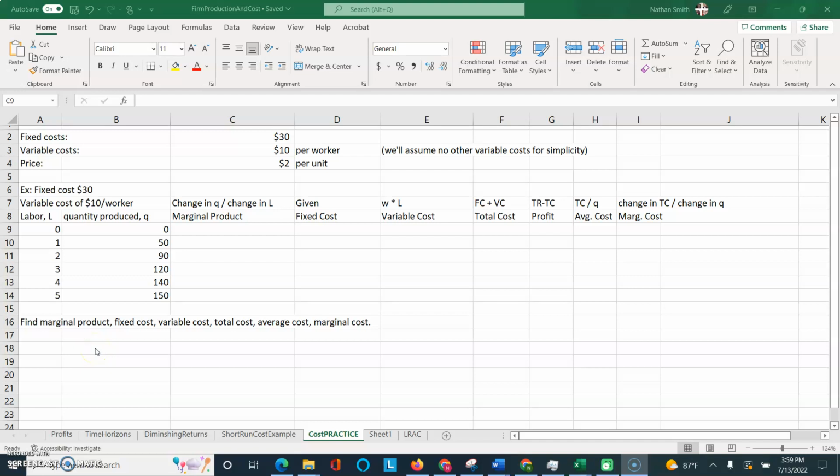Hi everyone, this is Professor Smith, and this video is going to be a continuation of our study of costs. In this video, we're going to look at how we numerically calculate all these measures, and we're going to do it in a nice table format here.